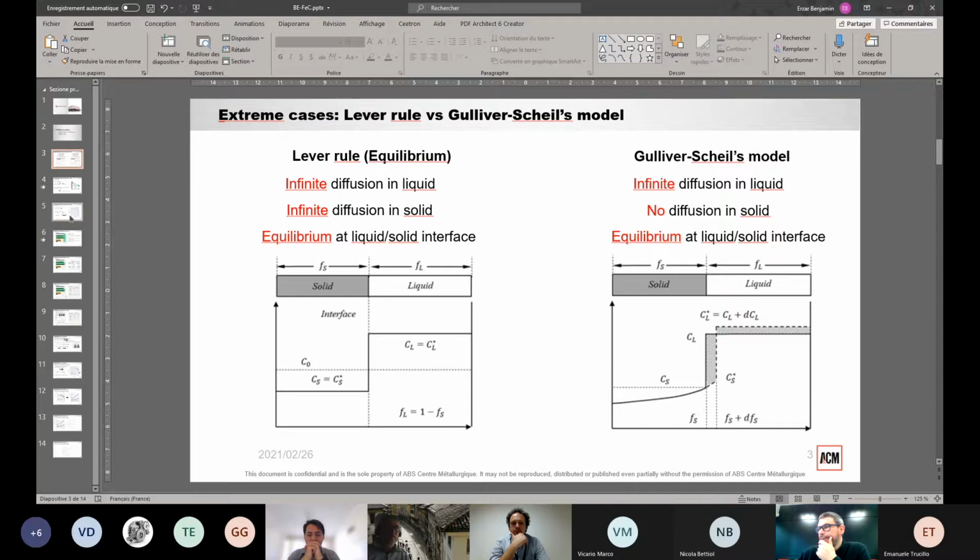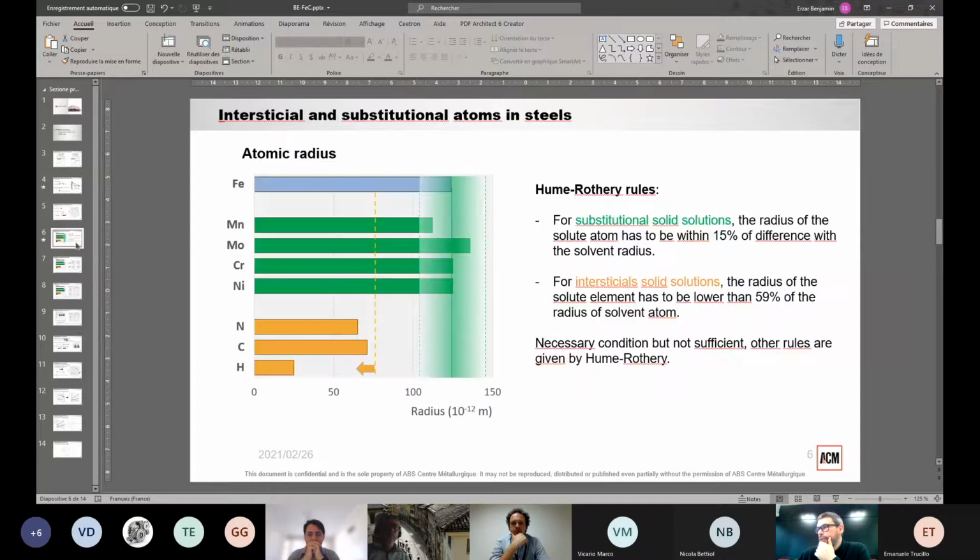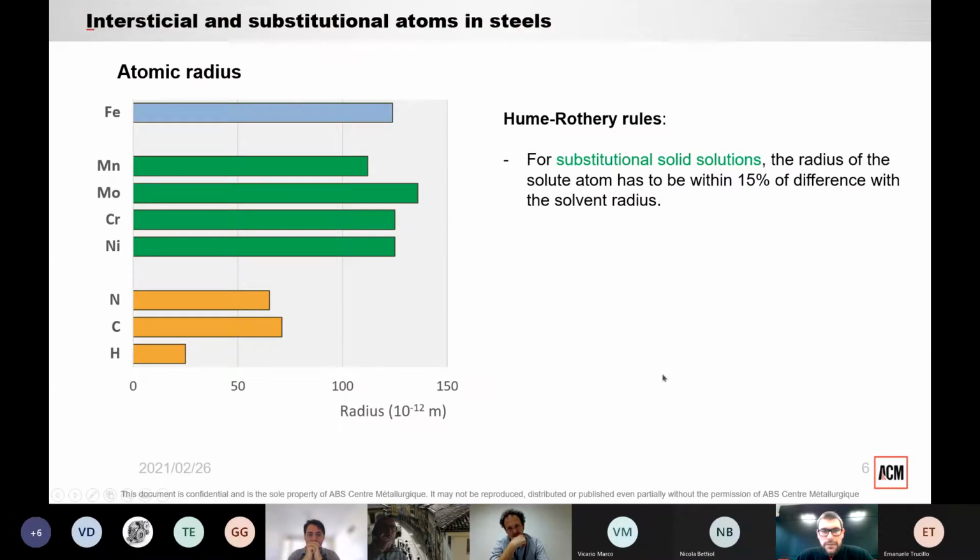And the fact is that there are analytical relations to plot the evolution of the solid fraction. And the fact is, as Tayfun said, that we have interstitial and substitutional atoms in steel. We have Hume-Rothery rules that say that more or less the radius needs to be within 15% of the solvent radius.